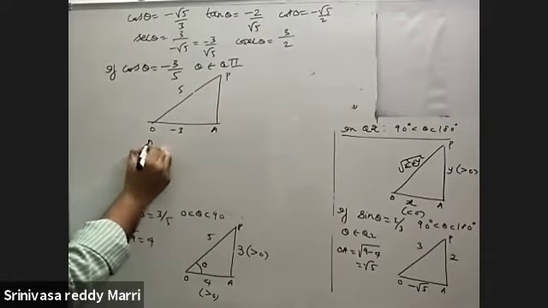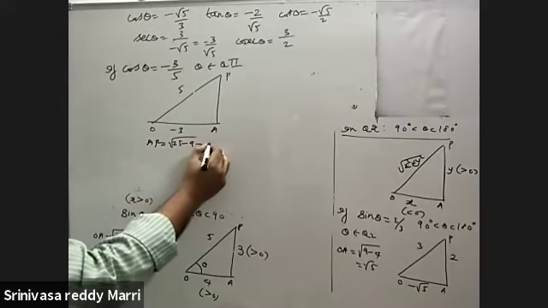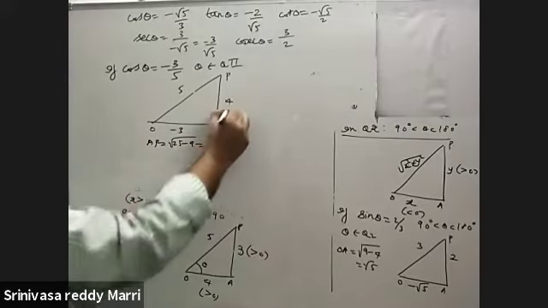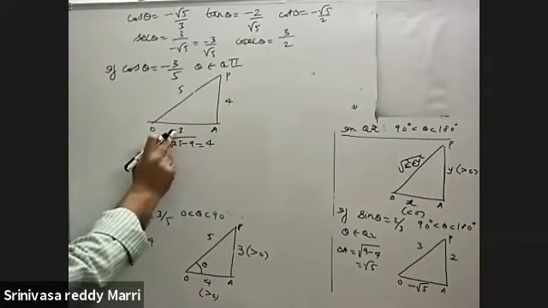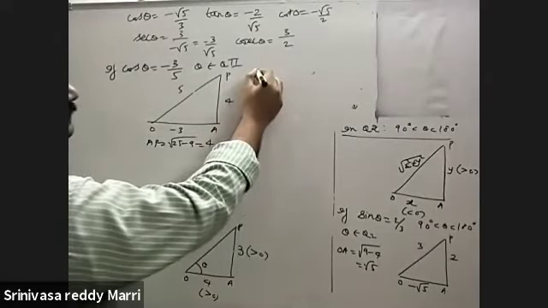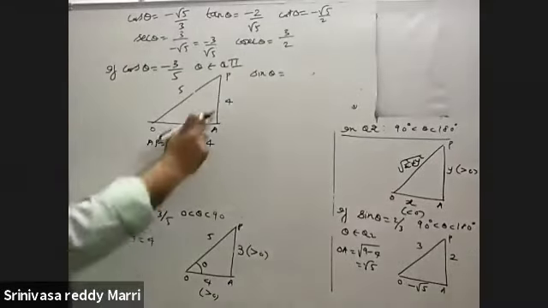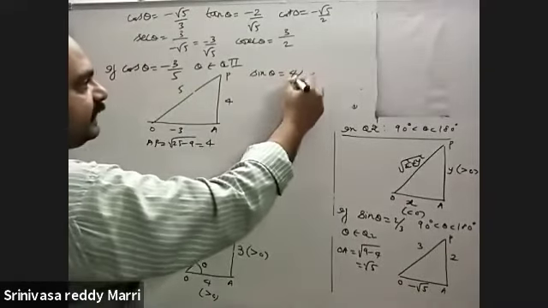That means what is the actual AP? Root of 25 minus 9. This is 4. You write 4 only. So here write negative, here write positive. So now you can write everything. What is sine theta? If you write sine theta, you will get positive directly.